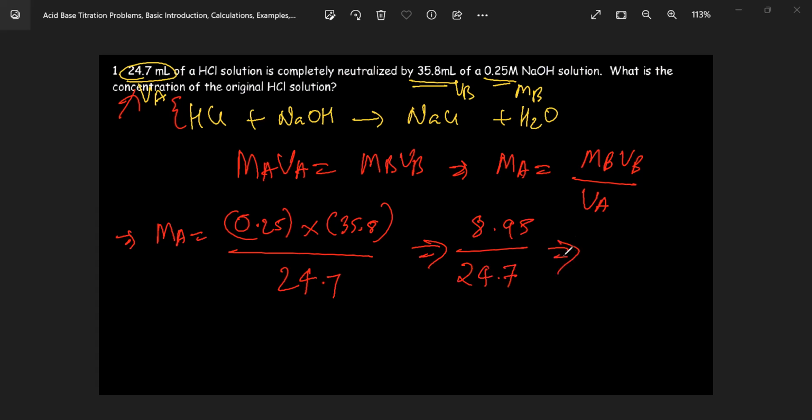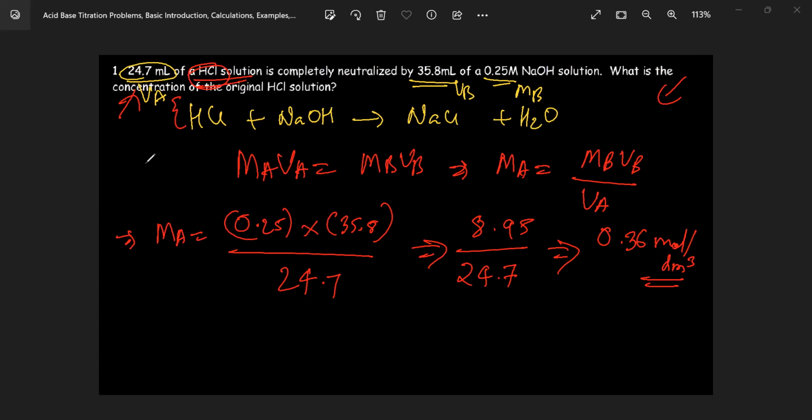Okay, so when we solve all this, you just have to divide 8.95 by 24.7. So your answer is 0.36. Okay, so we have got the answer of 0.36 here, right? And we should not forget the unit. The unit is going to be 0.36 mole per decimeter cube. Okay, this is the answer for this. 0.36 mole per decimeter cube is the concentration of acid here. So you see in this particular reaction we have found the unknown concentration of HCl solution here.